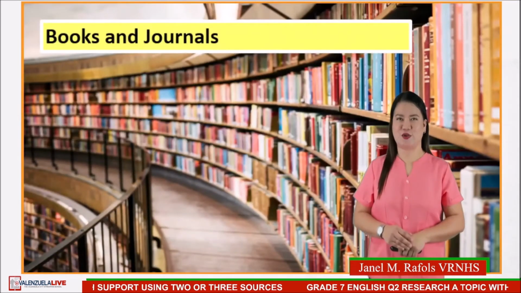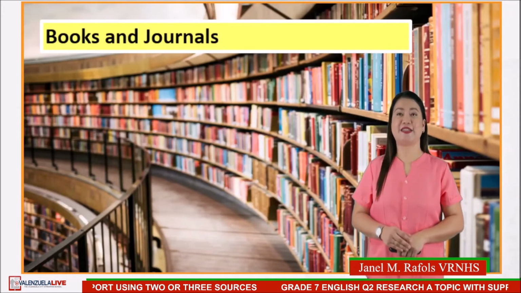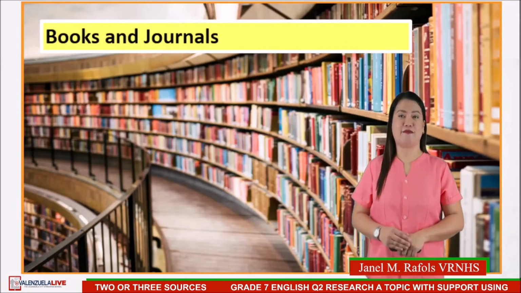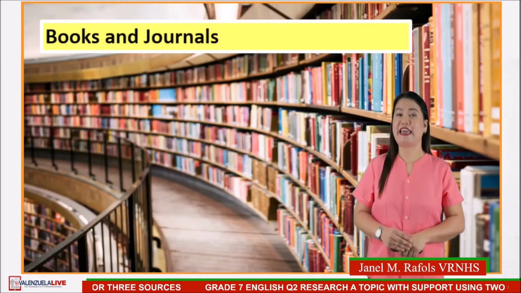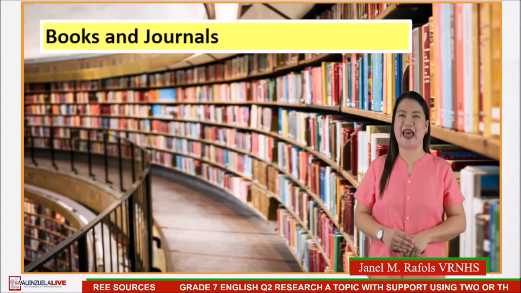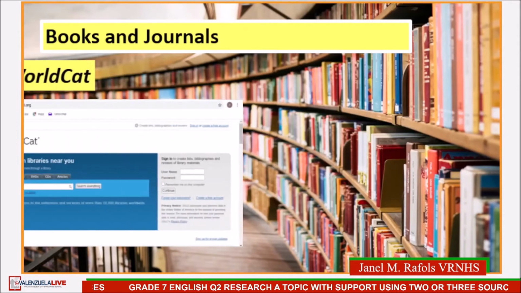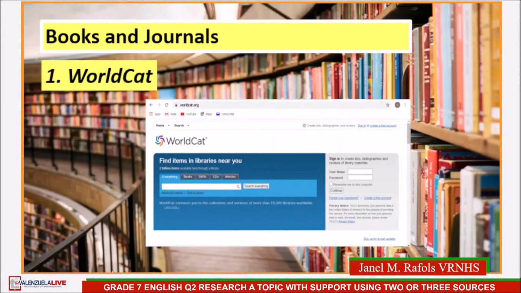For books and journals, we can use these search engines to find out which libraries have the books you need, and maybe even find them available online. WorldCat. Find items from 10,000 libraries worldwide with books, DVDs, CDs, and articles up for grabs. You can even find your closest library with WorldCat.